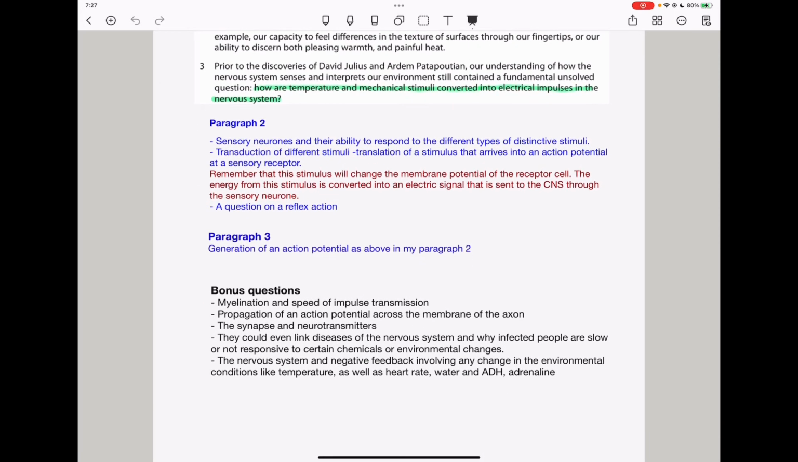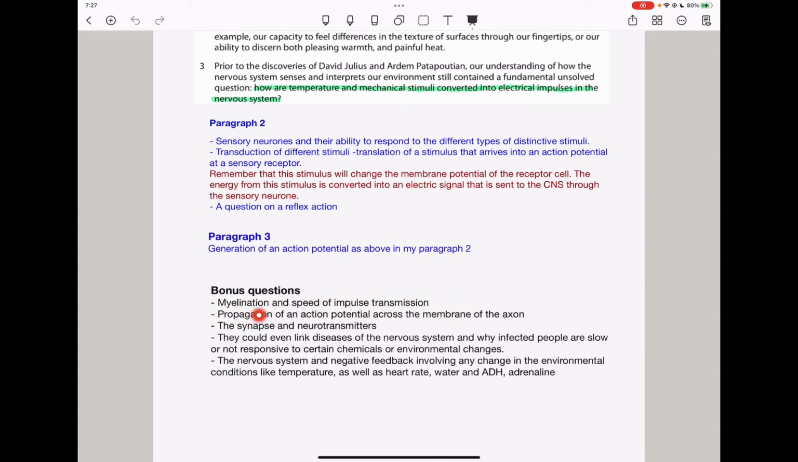Now, I also thought about some bonus questions. Because we are talking about transfer of an impulse through the neurons, they could talk about the myelination and speed of an impulse. You have to know neurons that have myelin around them carry an impulse at a faster rate than neurons that are not myelinated. So they could ask about myelination and impulse transmission speed.